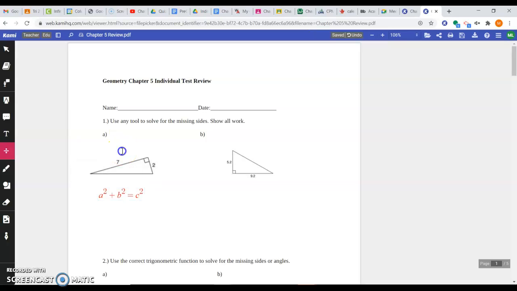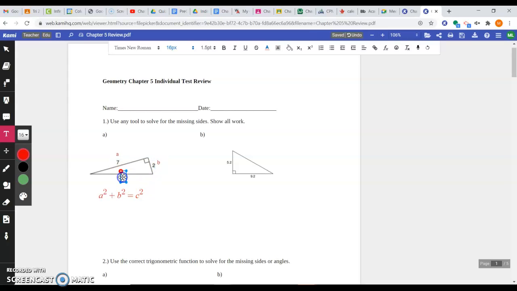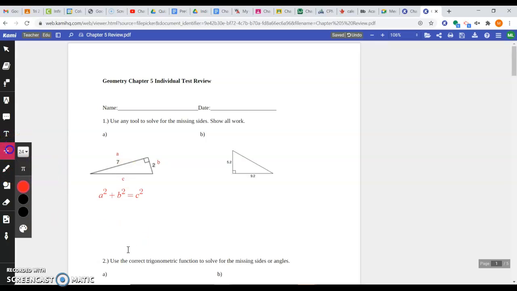And so I'm going to label that on my triangle. We can call 7 a, it's one of my legs. We can call 2 b, and then we can call the hypotenuse here c. And again, I always know the hypotenuse because it's that side that's across from the 90. So let's plug in and let's solve.